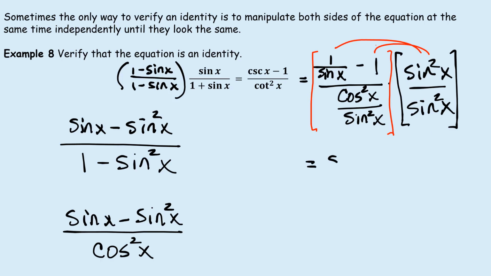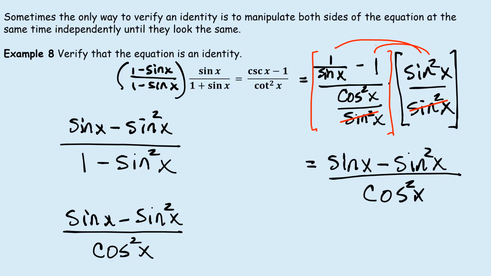So if you do that, you're going to get sine x minus sine squared x over, now your sine squareds are going to cancel out right there, and you're just going to have cosine squared x on the bottom. And actually now the two sides are the same. You got the left side to be sine x minus sine squared x over cosine squared x, and the right side to be sine x minus sine squared x over cosine squared x. So this is just another strategy.